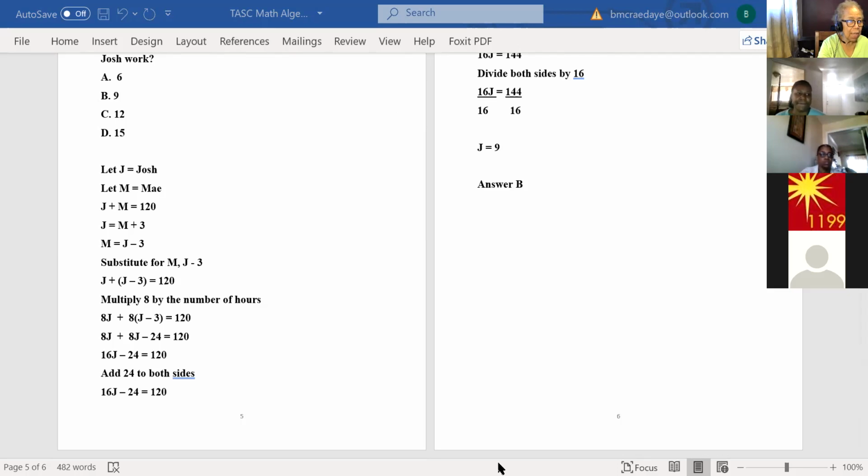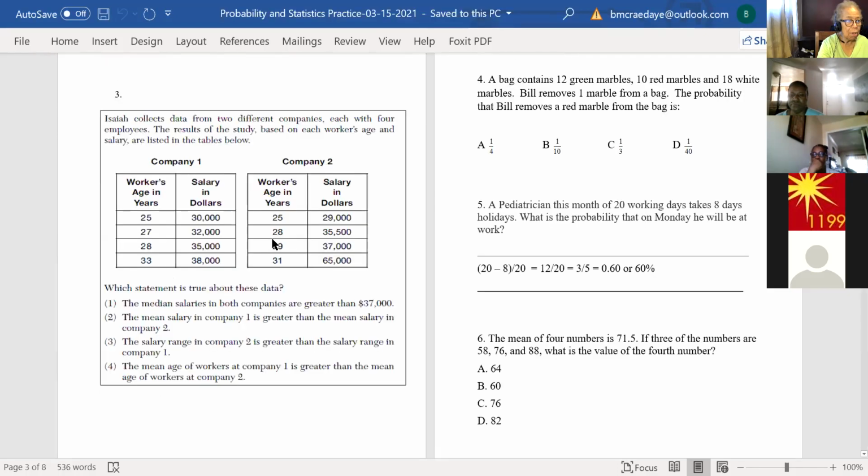Okay. Now, here's number 3. Does everyone see that? No, it hasn't changed. Let me go to new share. Okay. Oh, you see it now? Yes. Okay. Now, Michelle had asked me about number 3.